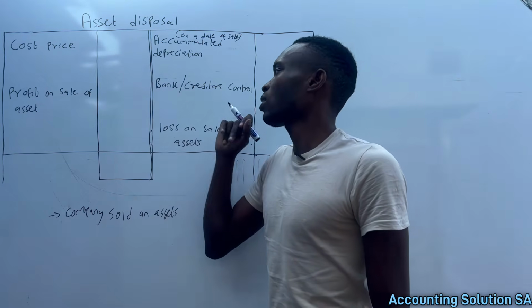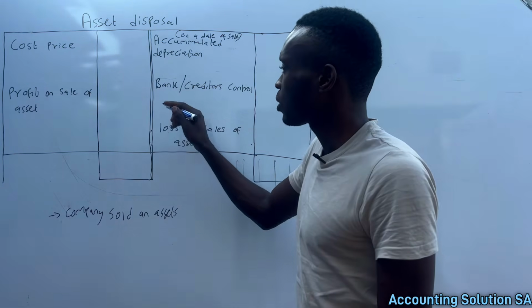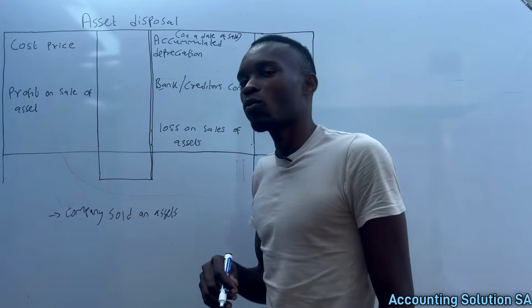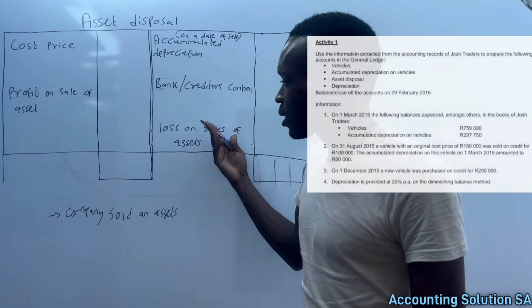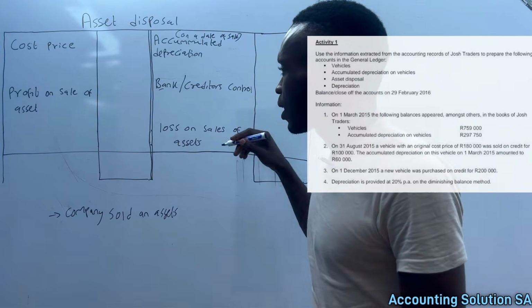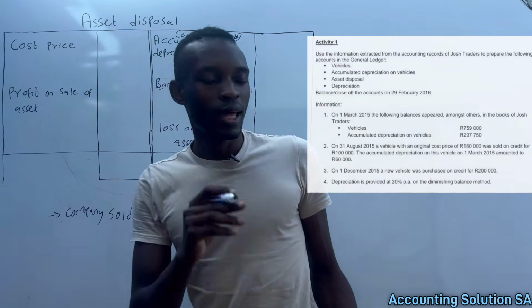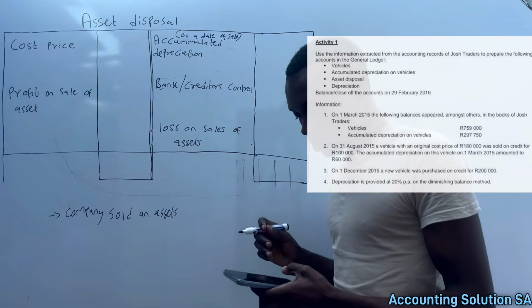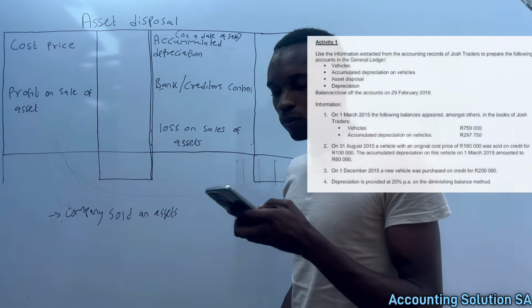So bank or creditors control simply means that we sold it in cash or we sold it on credit. Okay, this side is a balancing figure where you are going to check which side is higher than the other side. Okay, now let's do our practical example.